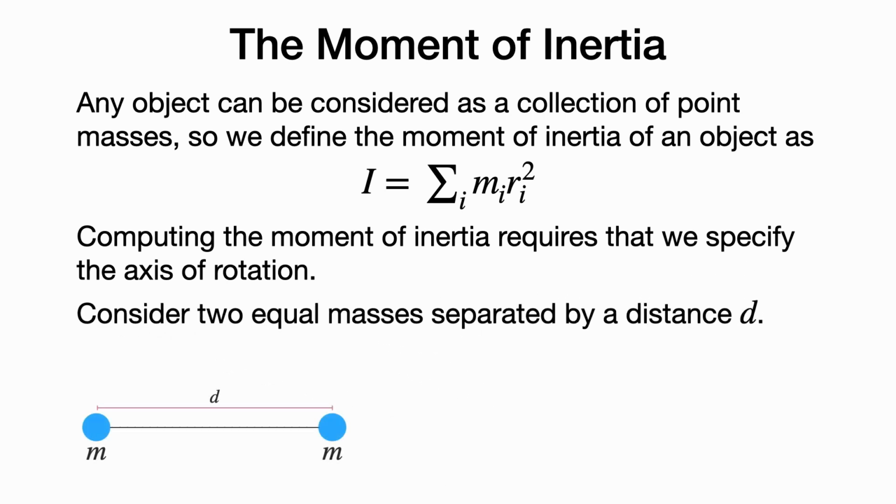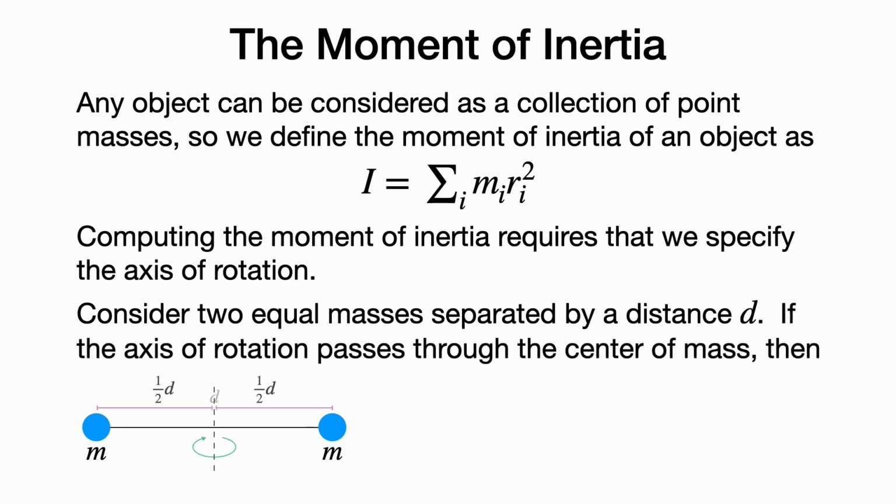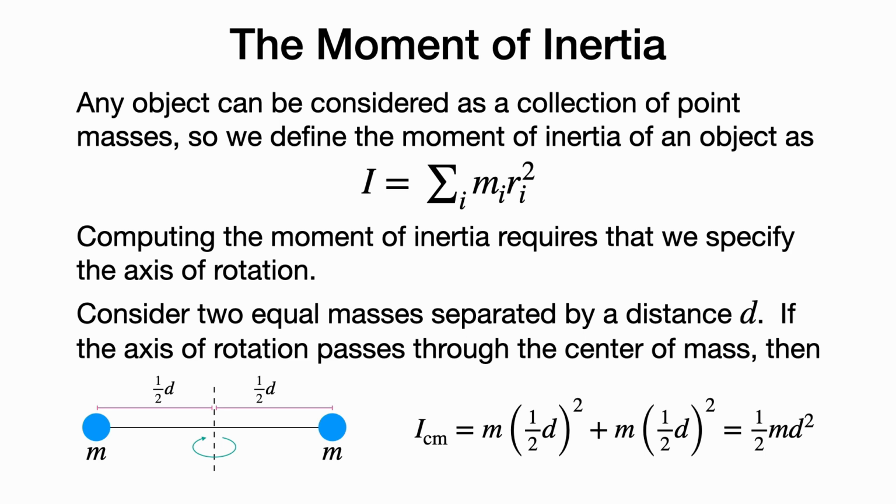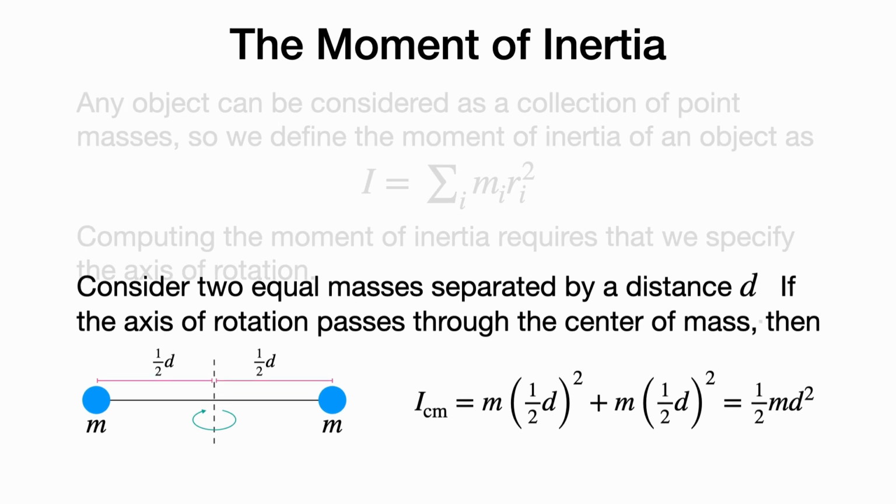Consider two equal masses separated by a distance d. If the axis of rotation passes through the center of mass, then we can calculate the moment of inertia through the center of mass as the sum over the two objects. The first one of mass m at a distance of 1/2 d, we square that. We add to that the other mass multiplied by its distance, also 1/2 d squared. The result is 1/2 m d squared.